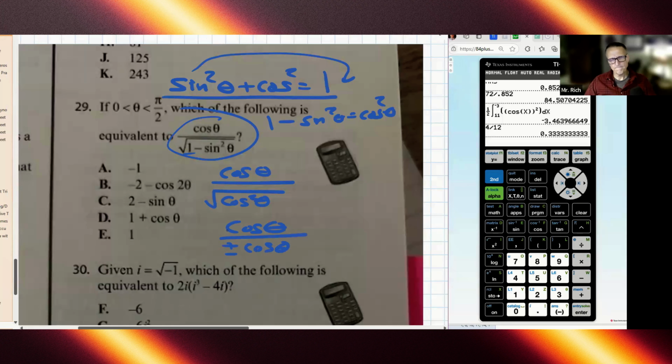cosine theta. Okay, so now our answer could be either 1 or -1. But if it's in the first quadrant, because that's what this means here, between 0 and pi over 2, so between 0 and 90, then this has to be a +1. Although it looks like it's a little unclear that it could be 1 or -1, I'm going to go with 1 on this. But that was the key, knowing this trig identity right there.